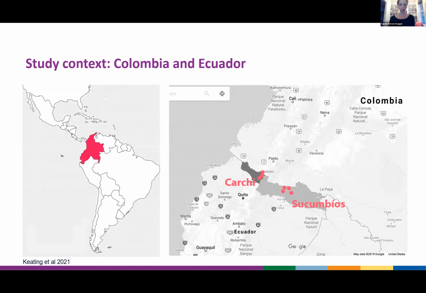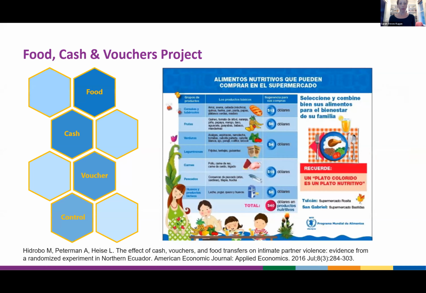As I mentioned, these studies explore these gaps in our knowledge using data from northern Ecuador, which shares a border with Colombia. And the data comes from a food, cash, and voucher transfer project. So in April 2011, the World Food Program expanded its assistance to address the food security and nutritional needs of Colombian refugees and low-income Ecuadorians in these areas, and to support the integration of refugees into Ecuadorian communities.